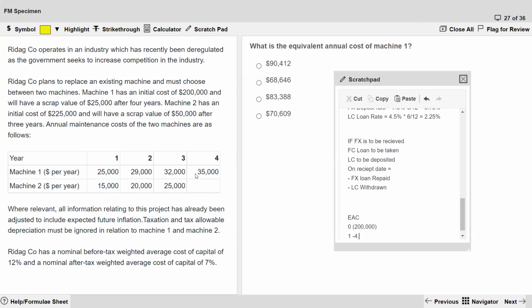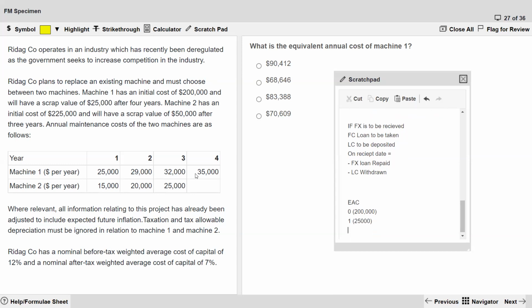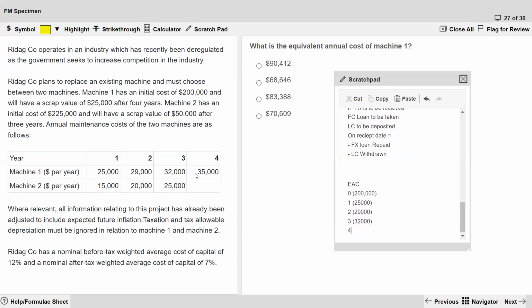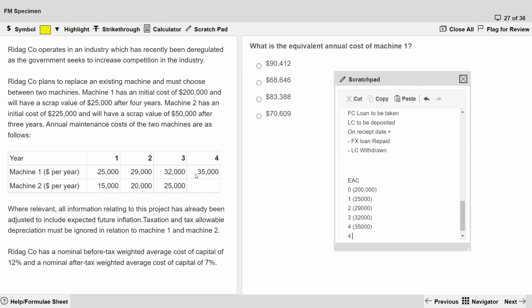Year 1 is 25,000, year 2 is 29,000, year 3 is 32,000, and year 4, there is basically 35,000. At the same time, at year 4, there is an inflow of 25,000.